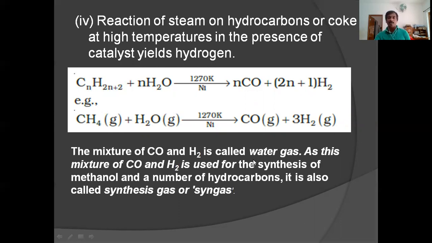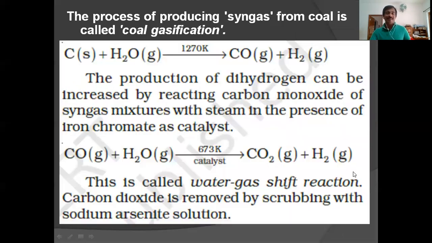The mixture of CO and H2 is called water gas. CO and H2 is water gas. As this mixture of CO and H2 is used for the synthesis of methanol and a number of hydrocarbons, it is also called synthesis gas or syn gas. The mixture of carbon monoxide and H2 can be used for the synthesis of a number of compounds such as methanol, formic acid, and many other organic compounds. So it is known as syn gas.